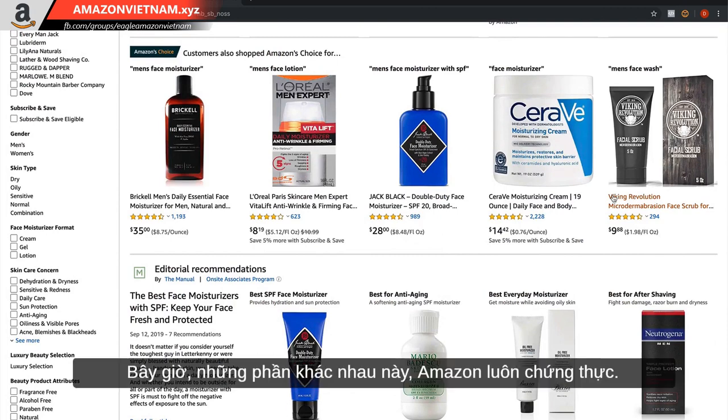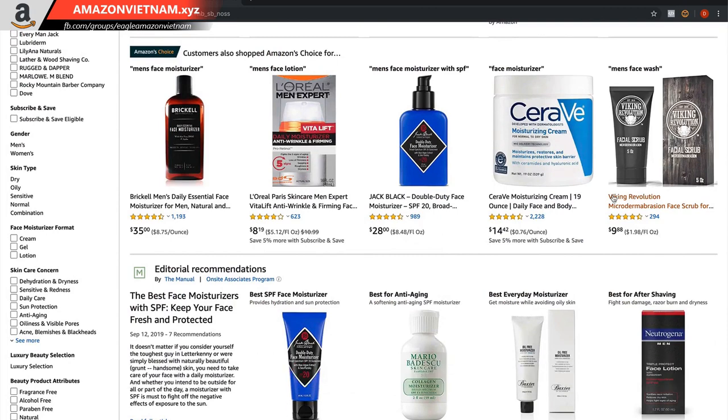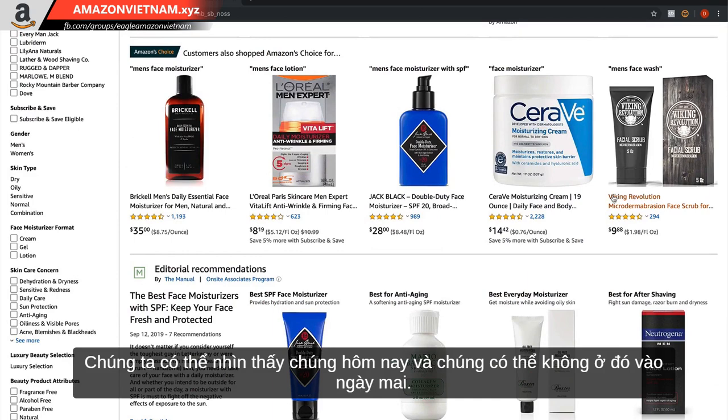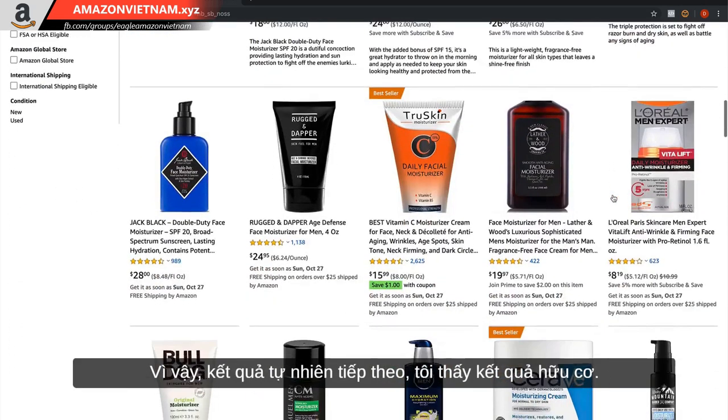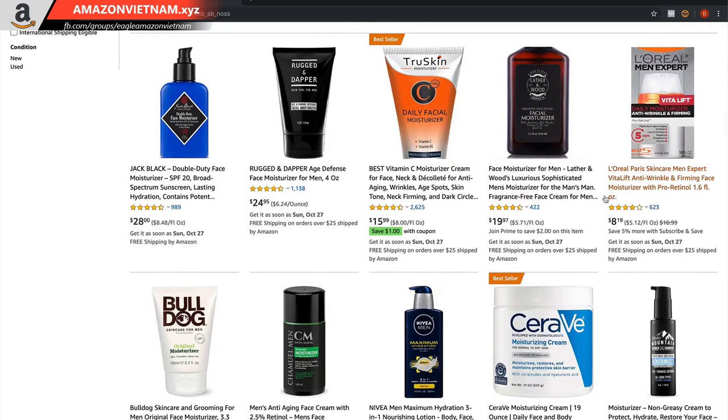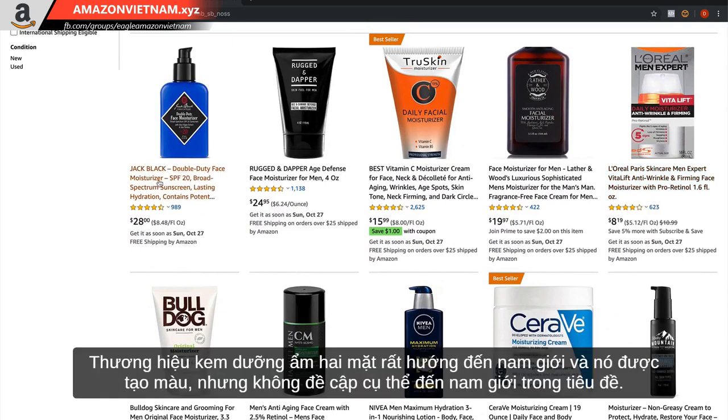Now, these different sections, Amazon are testing all of the time. We may see them today and they may not be there tomorrow. So when doing this analysis, I tend to skip these sections and look further down the page. So the next natural results, or organic results, I see are a double duty face moisturizer.